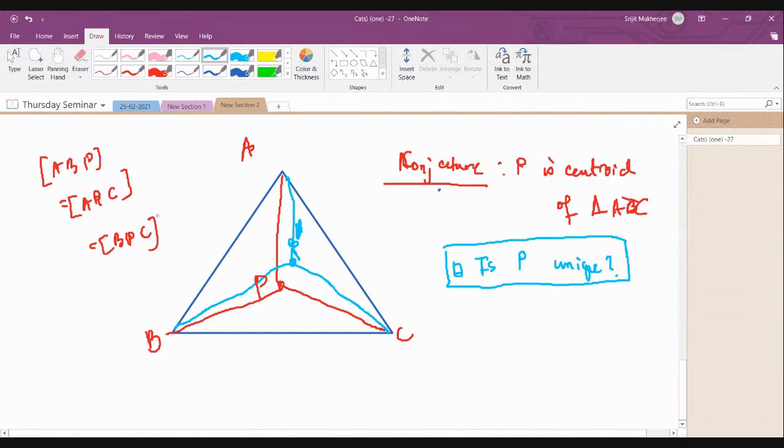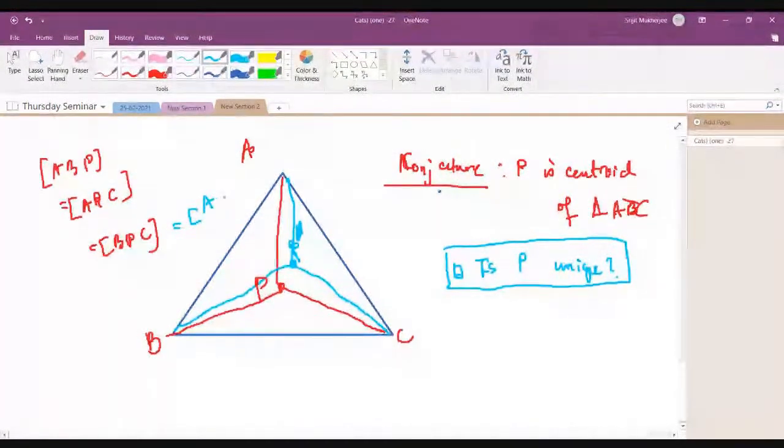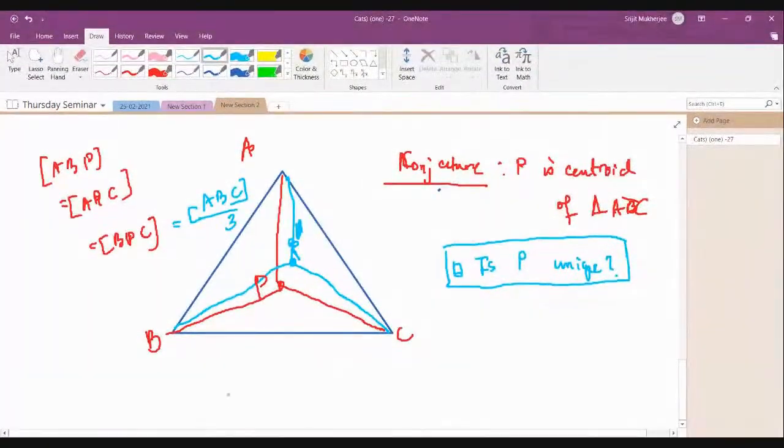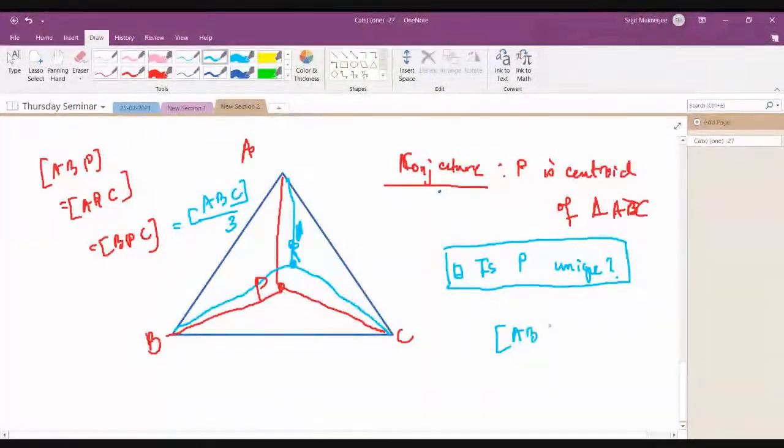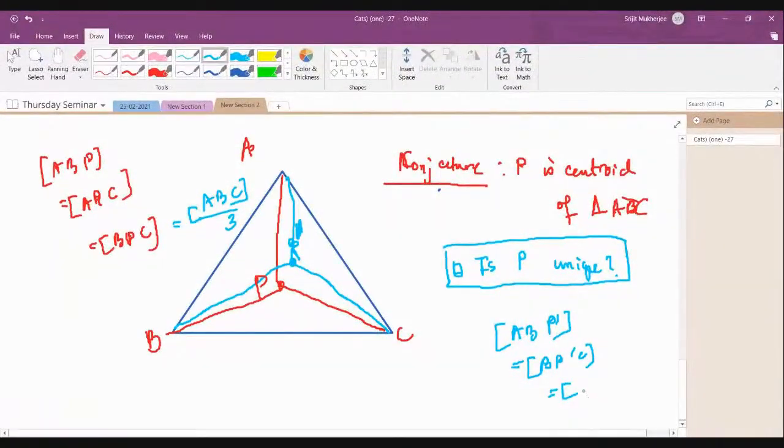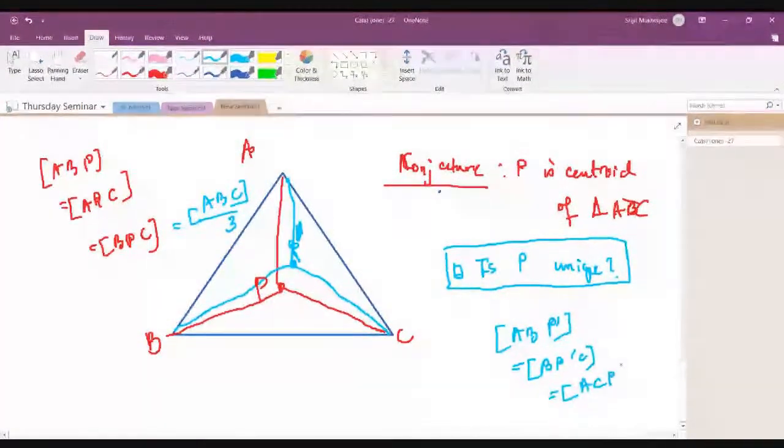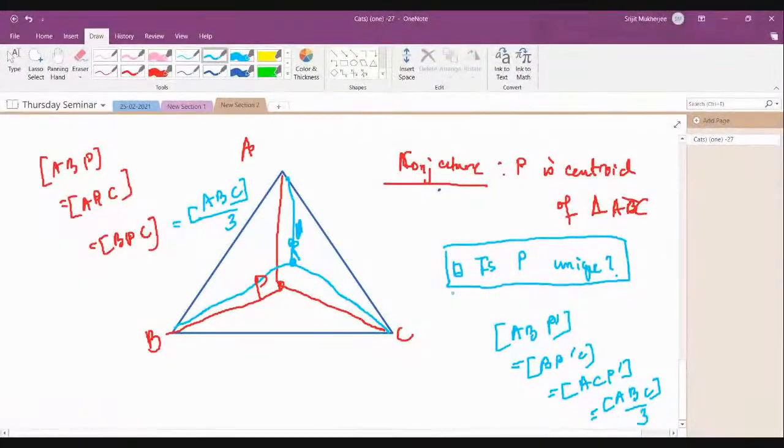Now observe that this is equal to triangle. All of these are equal. That means each is equal to the area of ABC by 3. All of them are equal. Similarly, if P dash is such a point, then APP dash, equal to triangle BP dash C, is equal to triangle ACP dash, which is again ABC by 3. So observe that all these three have equal area.